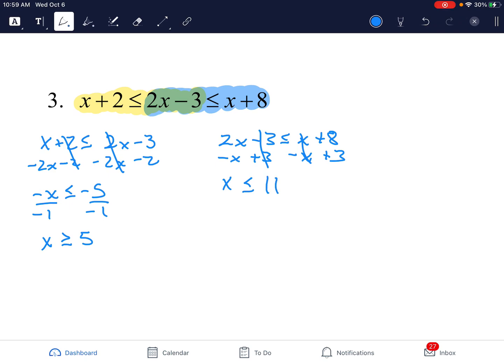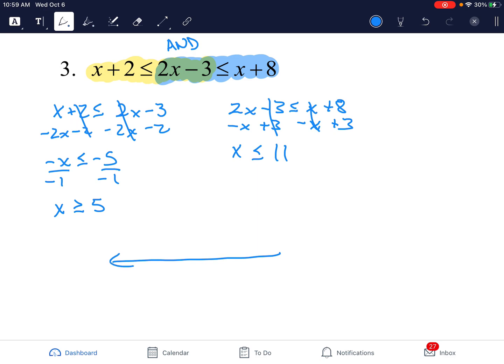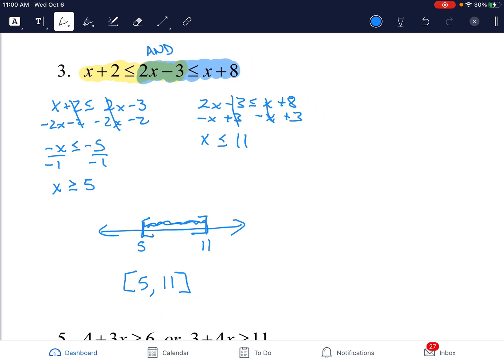Now because this is a compound inequality, this is an AND question. So I'm going to graph it next. I have 5 with a bracket going to the right. I have 11, the bracket going to the left, and they're going towards each other. So where they overlap, since this is an AND, that's what I want. So I'm going to have a bracket with 5, 11 with a bracket. And those are the answers. Don't forget to put the interval notations.